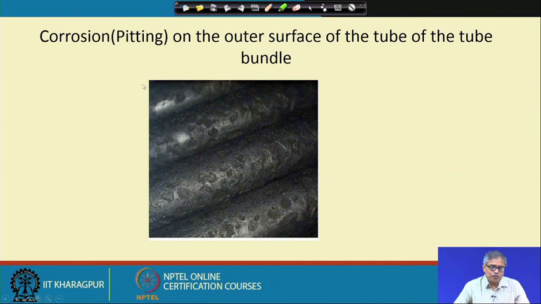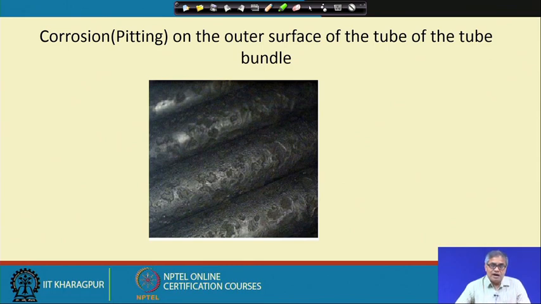Then here I have shown corrosion pitting on the outer surface of the tube bundle. There is a tube bundle and fouling took place. From fouling, corrosion took place, and due to corrosion there will be pitting. Some of the material from the surface will be taken away or will fall from the surface. There could be different reasons for pitting, but corrosion is one reason, and the inception of corrosion could be from the fouling itself. So, this is another example.